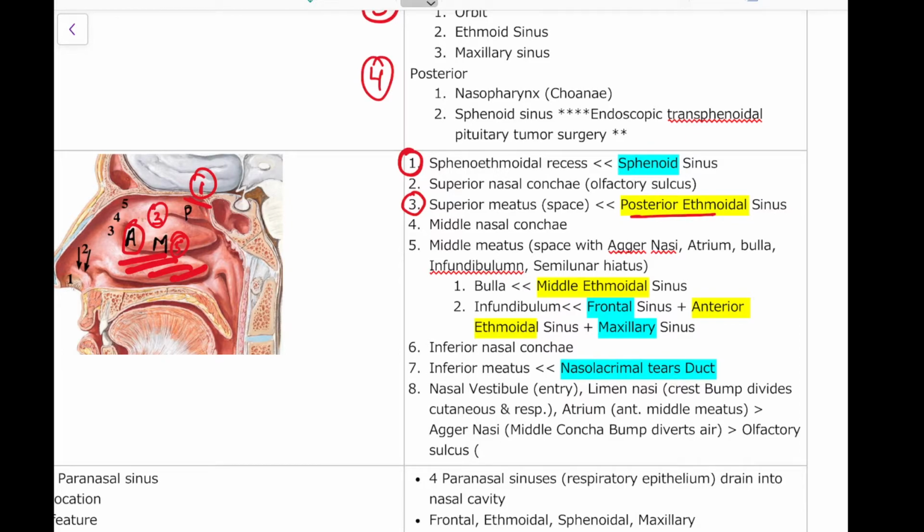And then underneath that, we have the inferior concha. Underneath that, we have the meatus. And the only thing here is the nasolacrimal ducts. That's number 7 that go in that space.